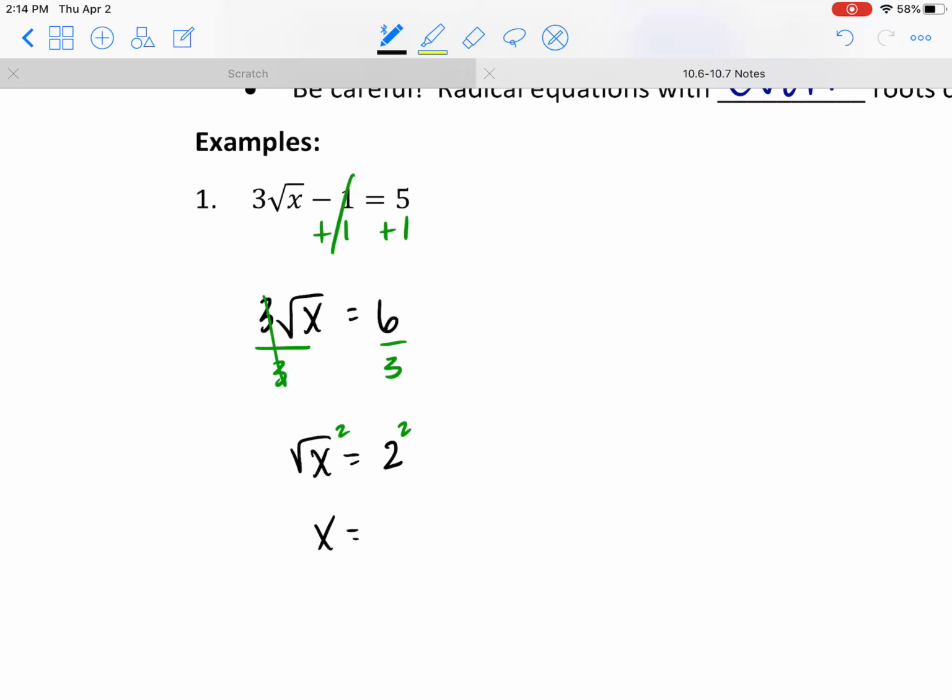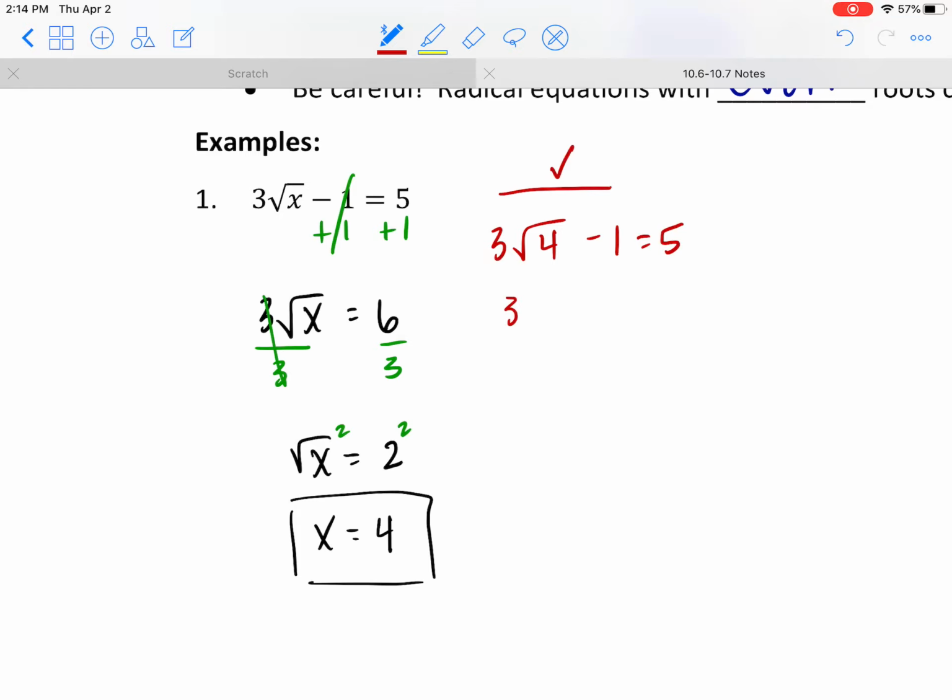Now I can get the radical by itself, I can get rid of the radical, and to get rid of a square root, I square both sides. So the square and the square root cancel, meaning x is all by itself, equal to 2 squared, which is 4. So x equals 4 is our solution, and I wouldn't do this every time on paper.